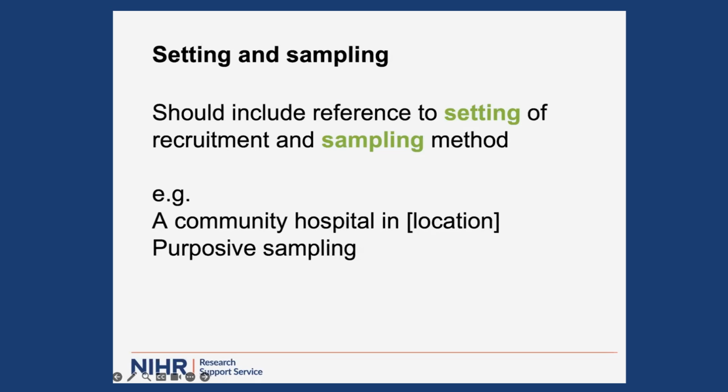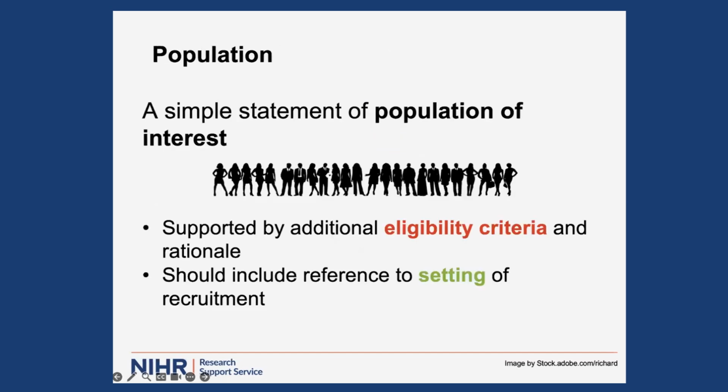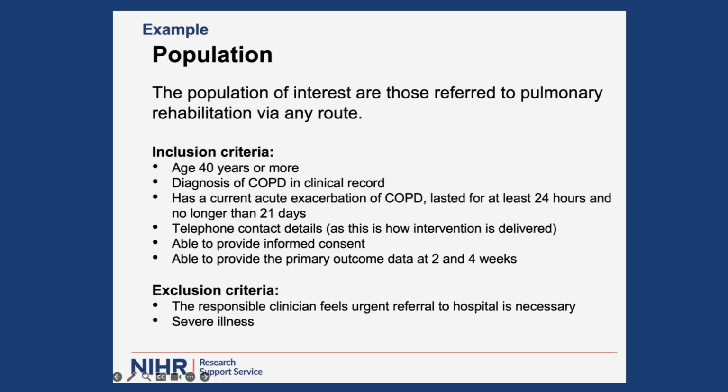So it might be a community hospital in a certain place. If it's qualitative work, you might start talking about purposive sampling. So in this example, I'm focusing particularly on the RCT element and the fact that you're going to be recruiting actual patients into the study. So you need some kind of simple statement of the population of interest, and you might want to support it with some eligibility criteria, inclusion and exclusion criteria, and that might look something like this for this example. So the population of interest are those who are referred to pulmonary rehab via any route.